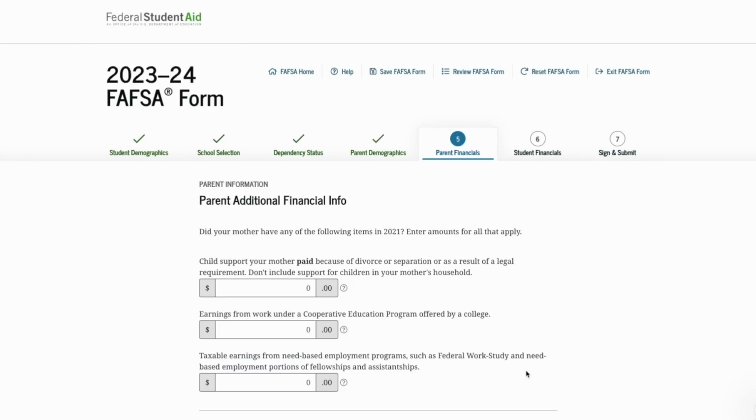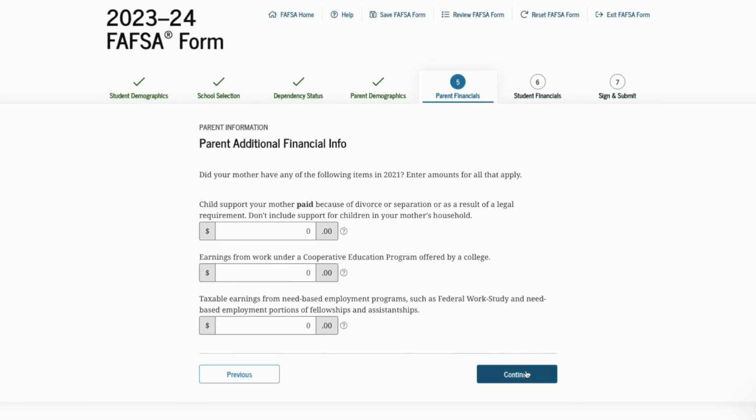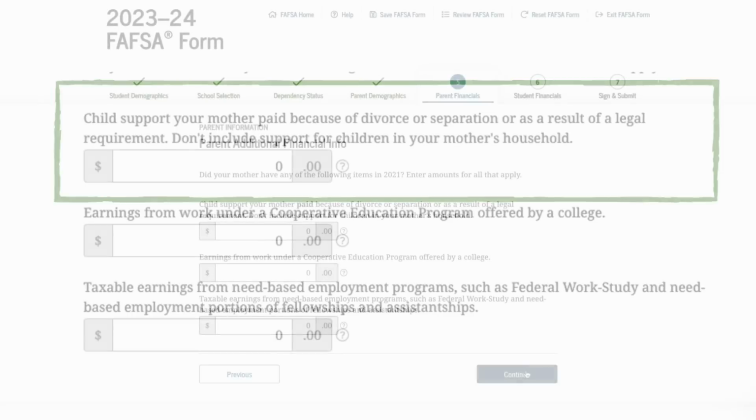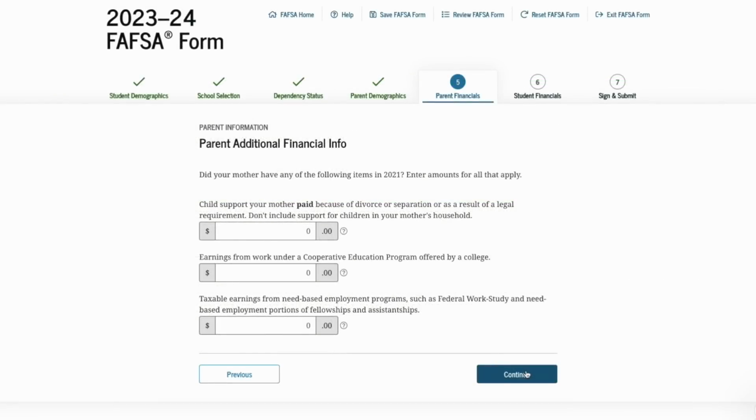This screen has 3 additional financial questions about 2021. The first question will ask whether your parent that's reporting on the application, in this case your mother, paid out child support due to divorce or separation. If there were no child support payments made, then you would enter 0 here.